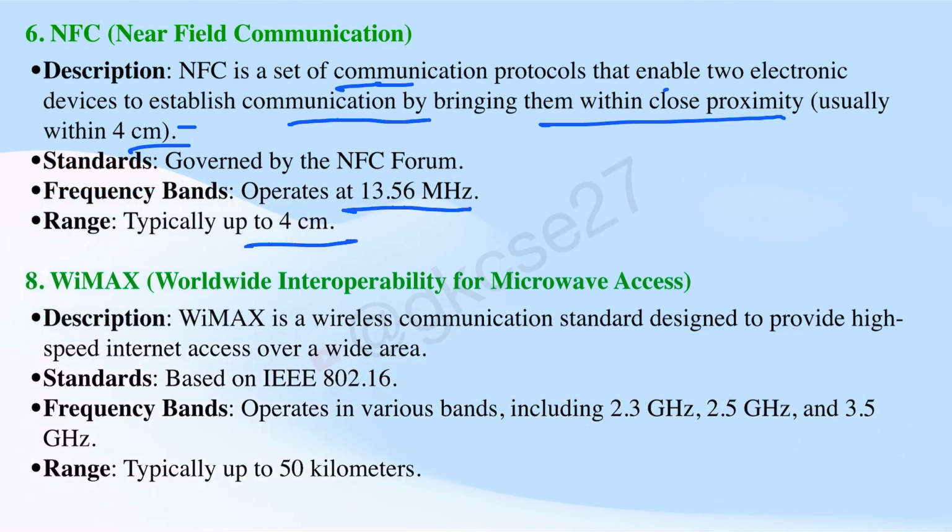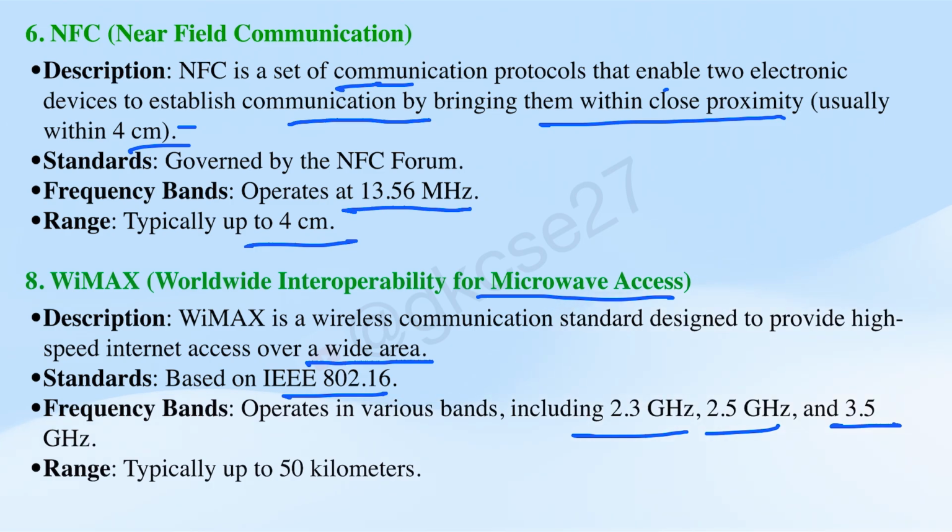WiMAX, worldwide interoperability for microwave access. WiMAX is a wireless communication standard designed to provide high-speed internet access over a wide area. So in wide area networks, WiMAX is used for providing fast internet access. Based on 802.16. Its frequency bands are 2.3 GHz, 2.5 GHz and 3.5 GHz, lower than Wi-Fi. Its range is typically up to 50 kilometers.